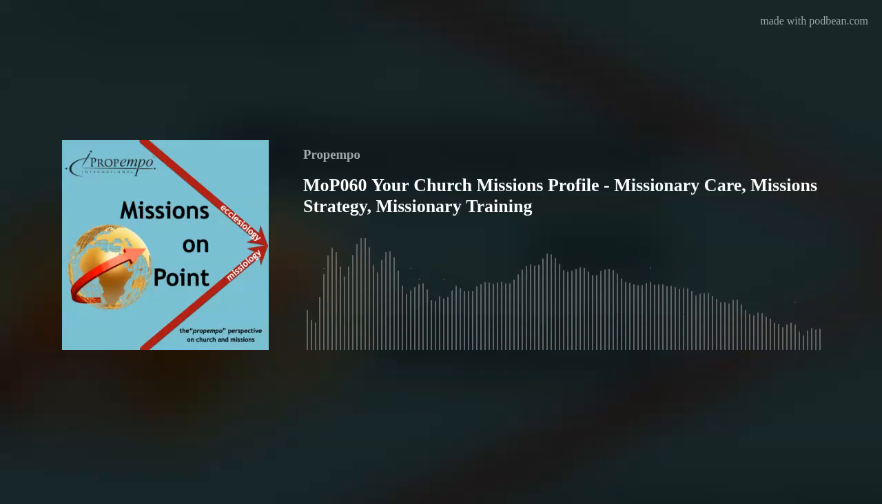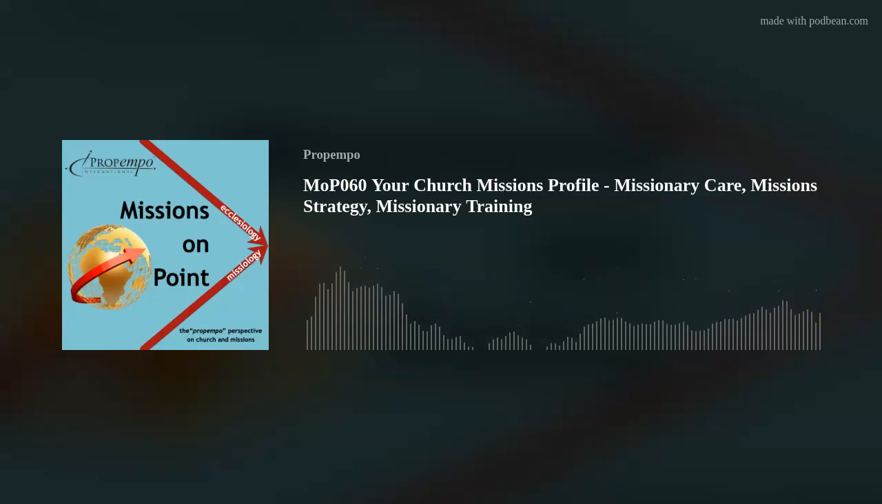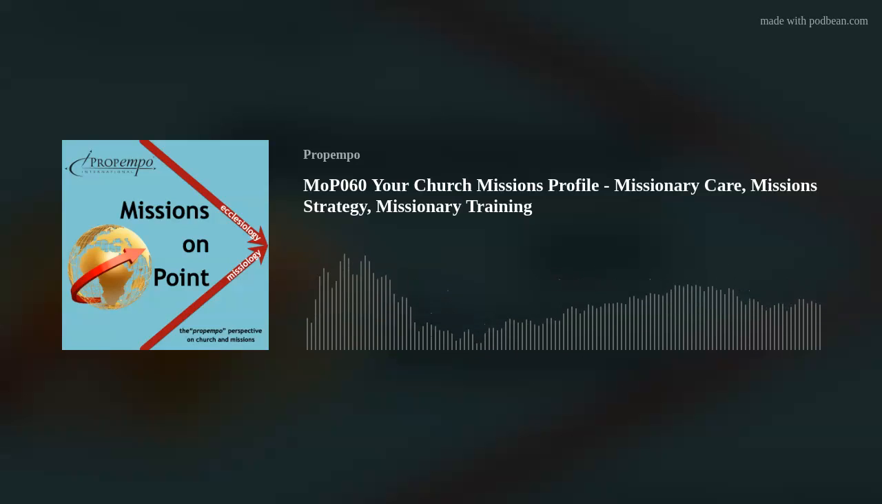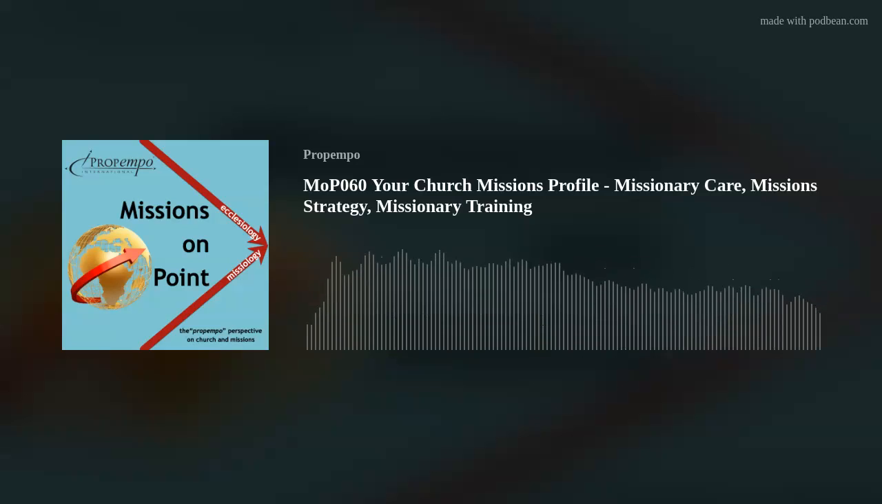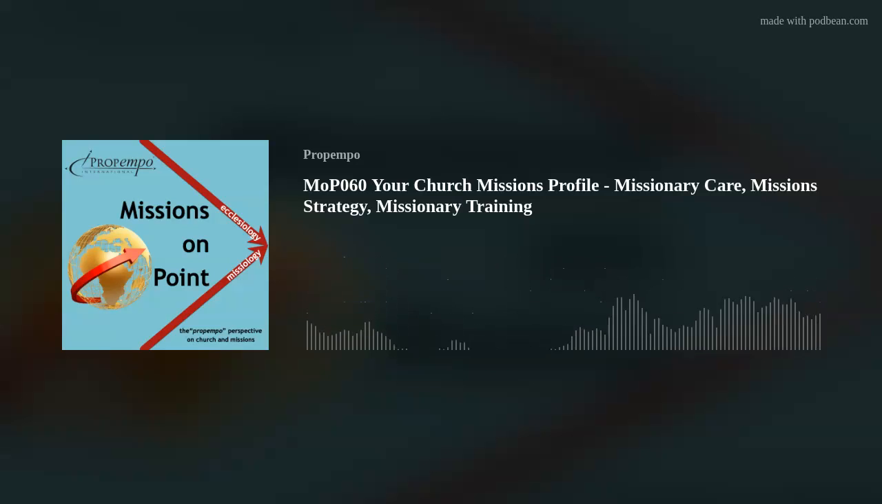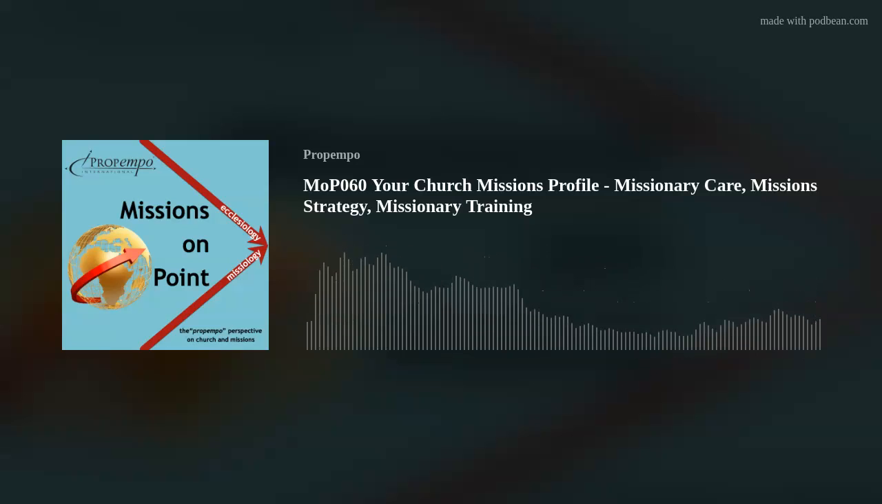So there you go. That is your church missions profile. We've walked through all 12 categories of missions ministry in the local church. I trust that you find this encouraging, stimulating, instructive, and that you will help Propempo fulfill its vision for re-energizing your local church missions ministry by taking an active part yourself in using some of this information to encourage your missions team, your church leaders, to adopt and grow in each of these 12 areas.